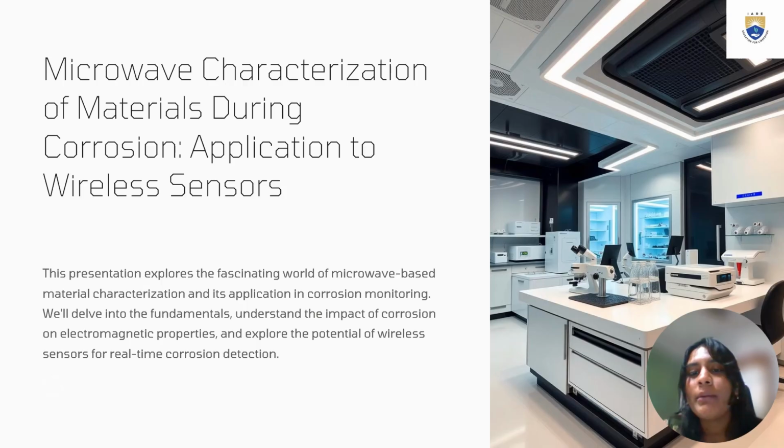Corrosion is a major problem in industries such as aerospace, construction, oil and gas, and transportation, causing billions of dollars in losses every year. Traditional corrosion detection methods can be slow, invasive, or costly. Today we'll explore how microwave signals interact with material, how corrosion alters electromagnetic properties, and how wireless microwave sensors help detect corrosion in real time. The innovative approach has the potential to revolutionize corrosion monitoring, making it more efficient, cost effective, and non invasive. Let's dive in.